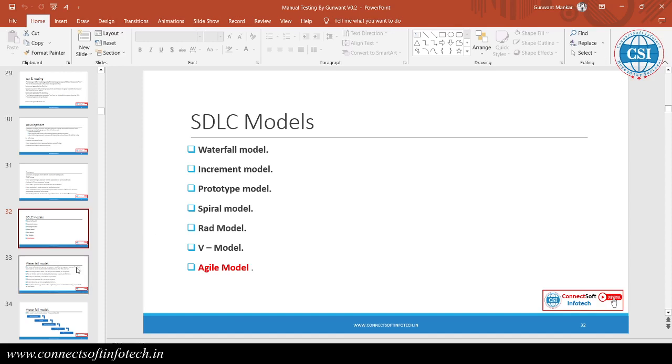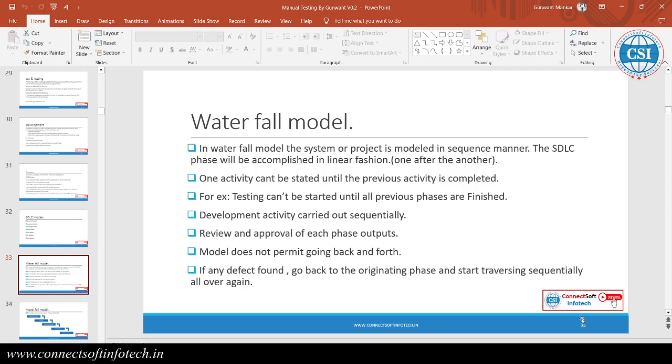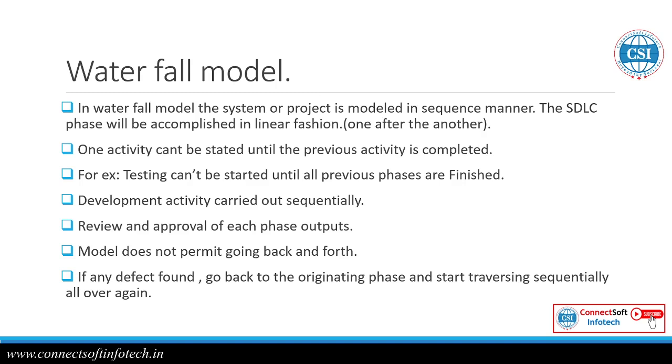So we saw the waterfall model, and we know this is the traditional model. Once we complete the first stage, then we go for the next stage. It's a sequential model. One activity can't be started until the previous activity is complete. Testing cannot start until the previous phases are finished. If any defect is found, go back to the originating phase and start traversing sequentially all over again.